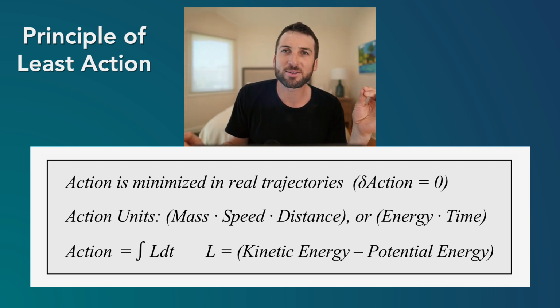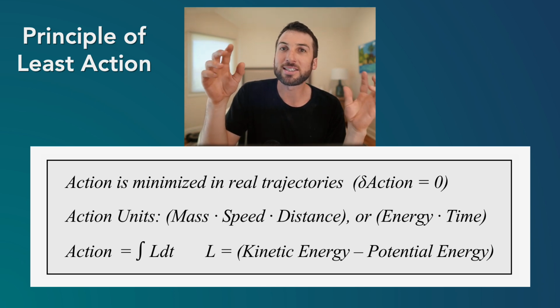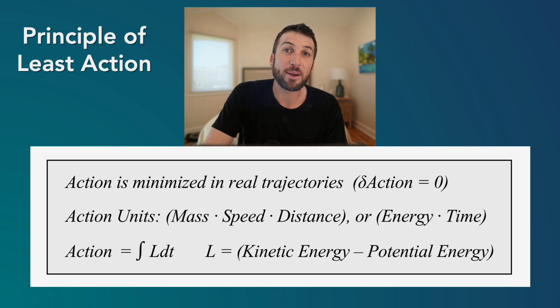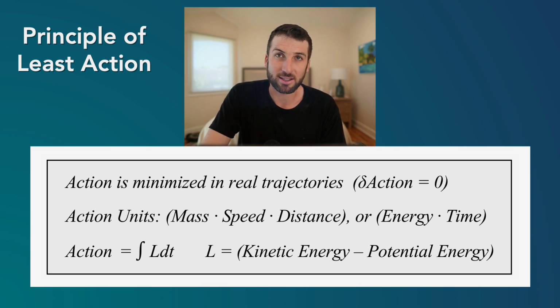If an object is freely moving in space, it's going to go in a straight line because the distance is minimized for that given mass at that given speed. So that basically means that the action is minimized, and this follows the principle of least action.